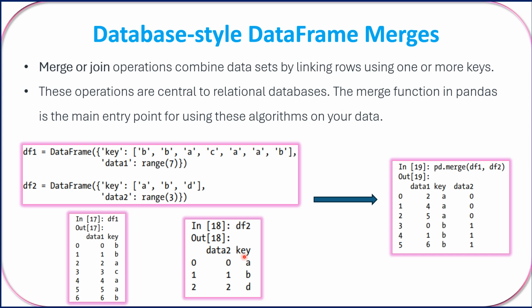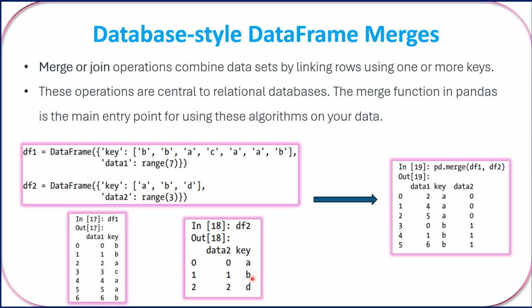Now we'll check this merge with another example. So first we create two data frames, data frame 1 and data frame 2. So this is the index and this is data 1 and key values, and this is data 2 and key values. Now we try to merge, we didn't specify anything. So obviously, as I mentioned, default will be the inner join. So it will take only the common values.